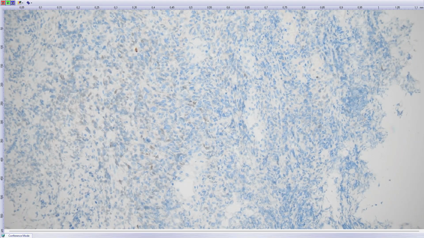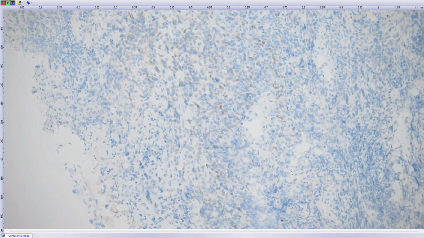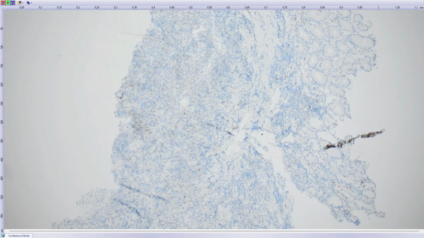So SOX10 seems to me to be the best from the more specific markers. This is the longest retained marker. So you see some focal SOX10 positivity, but not much. This is not enough to call something melanoma, but there is some positivity. HMB45 was negative. You can do PRAME.